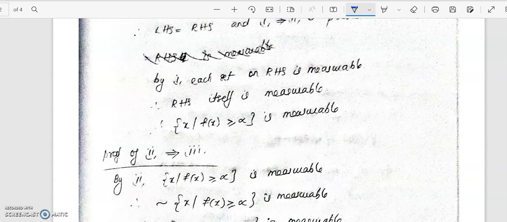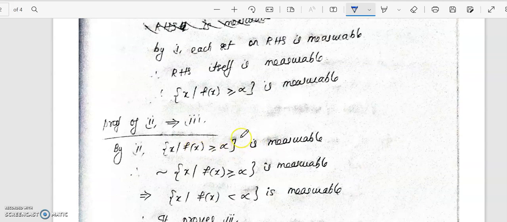Now we need to show that 2 implies 3. For 2 implies 3, we take the complement of this set 2. So when we take the complement of 2, that is the set of all x such that f of x is less than alpha. Now we know that if a set is measurable, then its complement is also measurable. So this set is measurable.